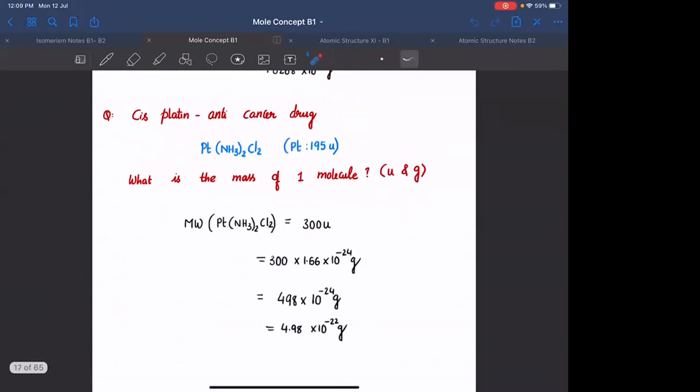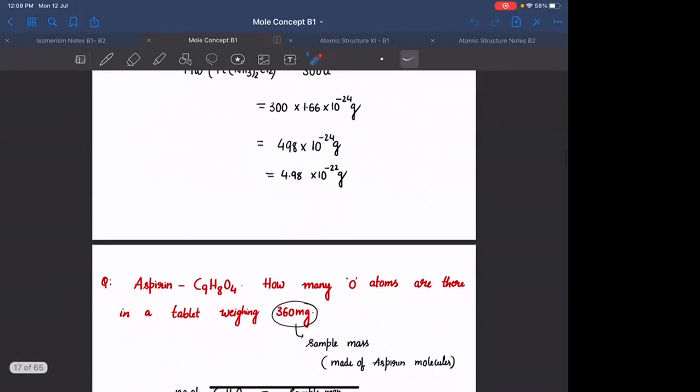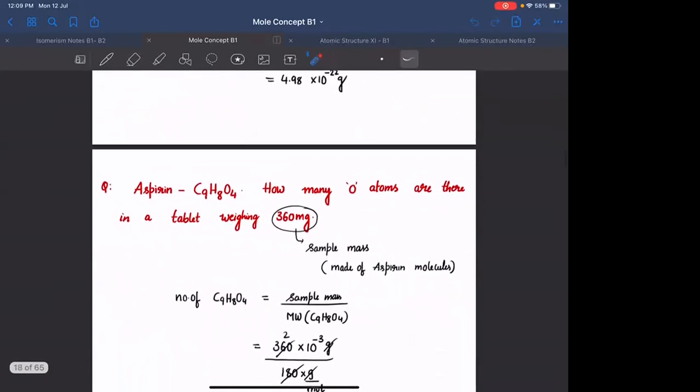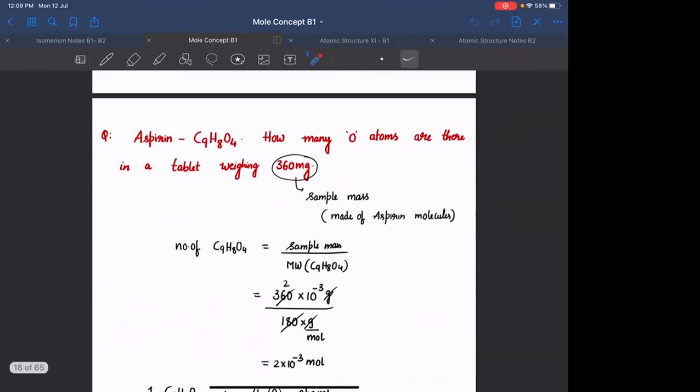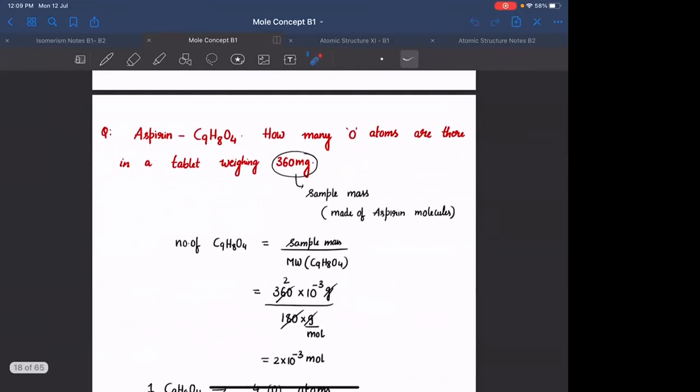The things you need to remember are the relation between AMU, gram and mole, the relation between AMU and grams, which is 1 AMU is equals to 1.66 into 10 raised to minus 24 grams. ये एक relation आपको याद रखना है. Okay?